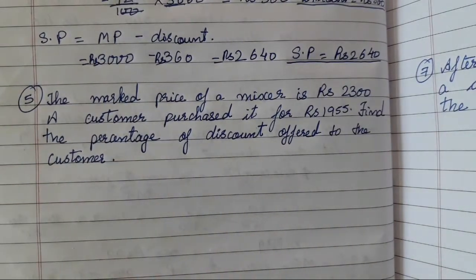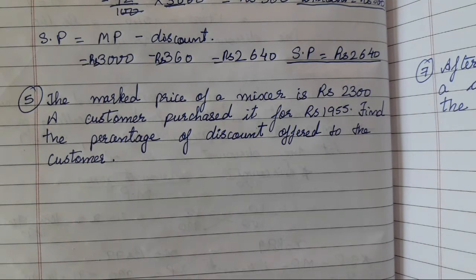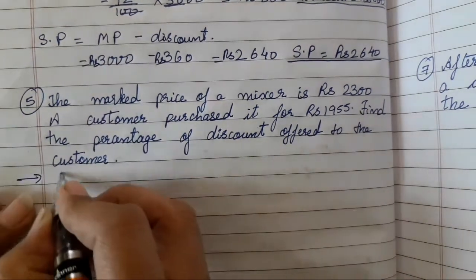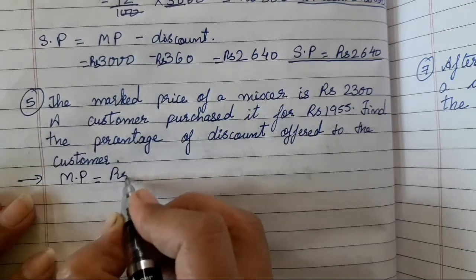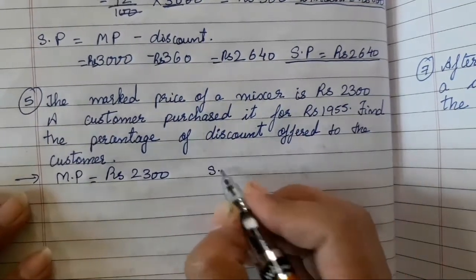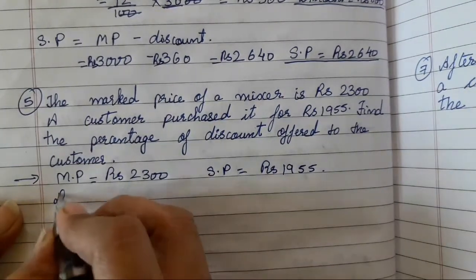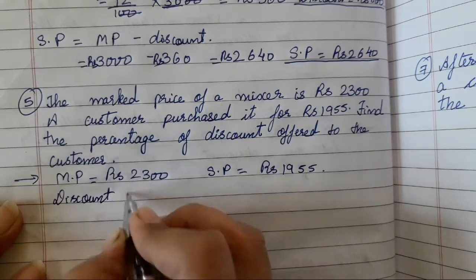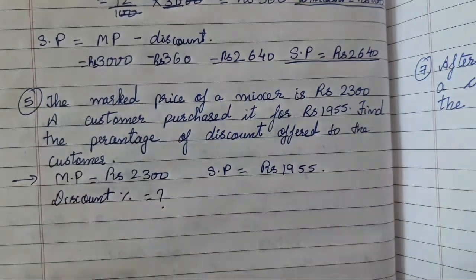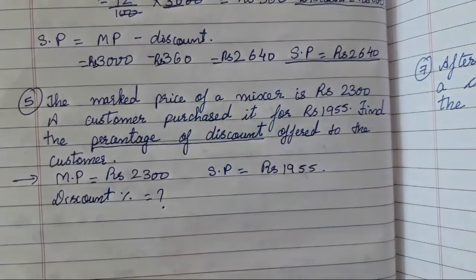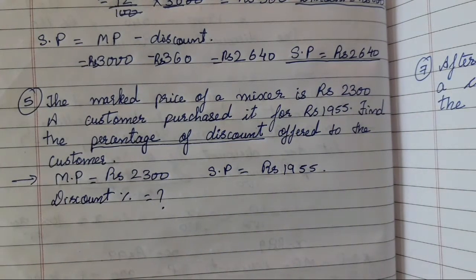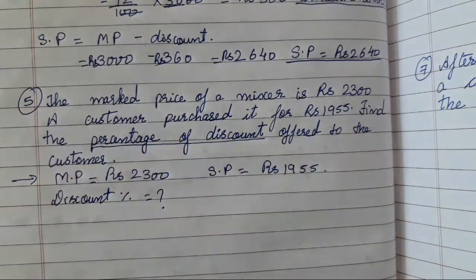The marked price of a mixer is rupees 2300. A customer purchased it for rupees 1955. Find the percentage of discount offered to the customer. Okay, again whatever has been given we will write. What is the marked price? Rupees 2300. SP is rupees 1955, and what we need to find is discount in the form of percentage. See, the percentage of discount offered to the customer. So you have to be very careful, children, whether what you have to find is a percentage or it is to be found in rupees.